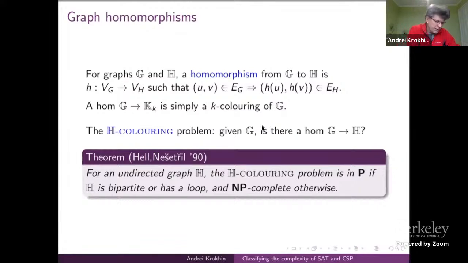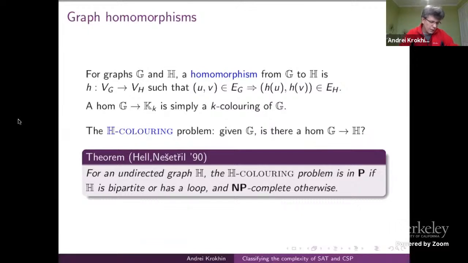So if you have two graphs G and H, then what's a homomorphism from G to H? Well, this is simply a mapping from the vertices of G to the vertices of H that preserves the edges. If you have an edge in G, then the images must constitute an edge in the graph H. Notice that if your graph H is a k-clique, then such a homomorphism is simply a k-coloring of G. And this is why this generalization from coloring to homomorphisms is called the H-coloring problem. Given a graph G, is there a homomorphism from G to H?